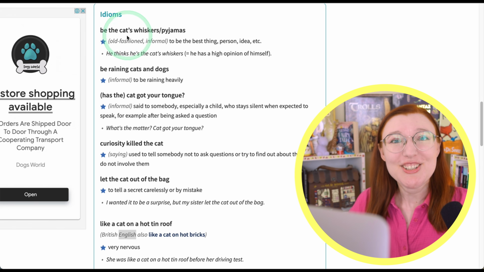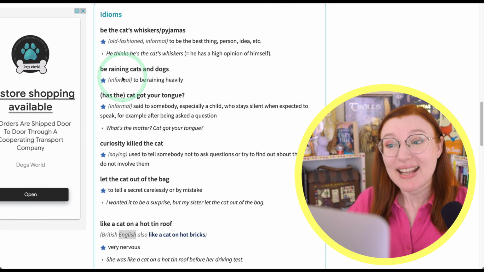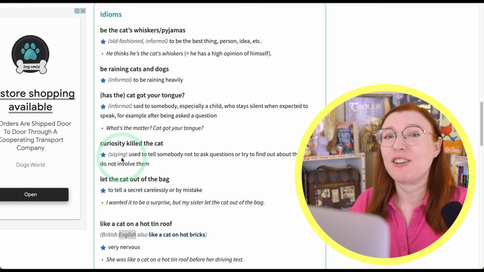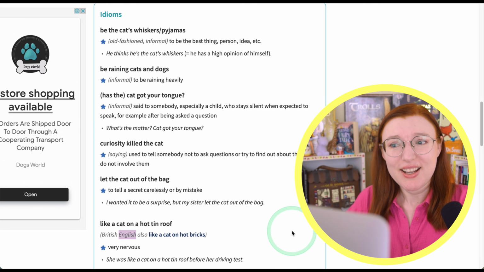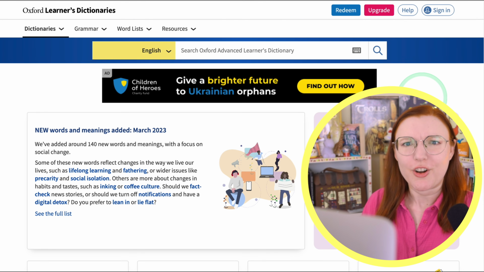Pay attention to these little words in brackets like old-fashioned, informal, saying, British English, etc. They will help you understand how to use a word in the appropriate context and be as fluent and natural as possible. Now let's search for a verb.